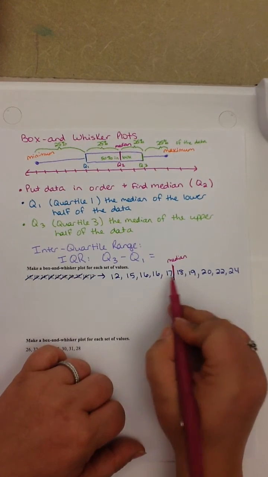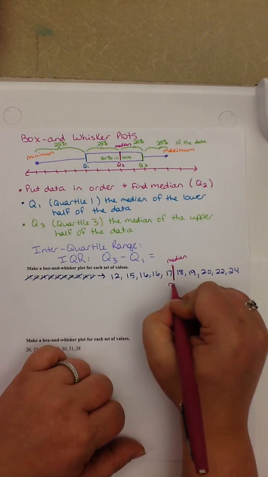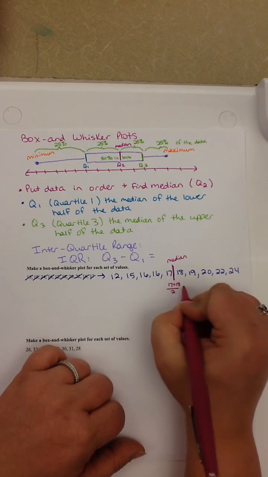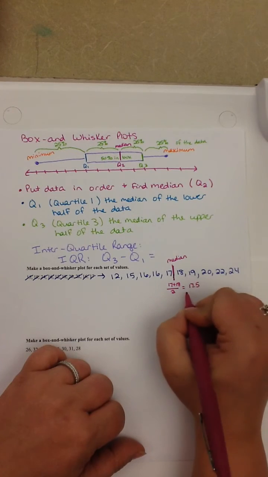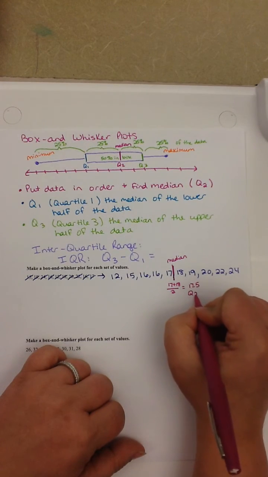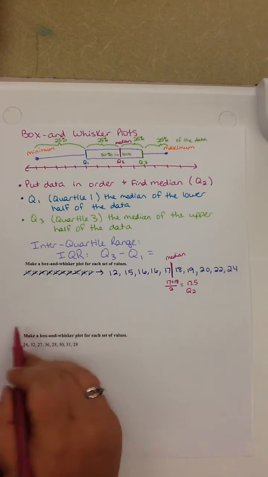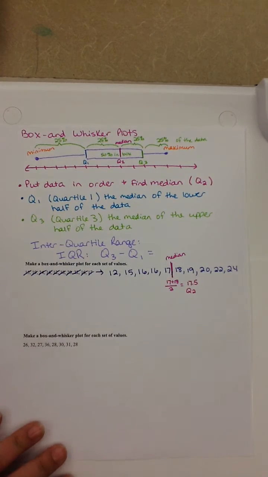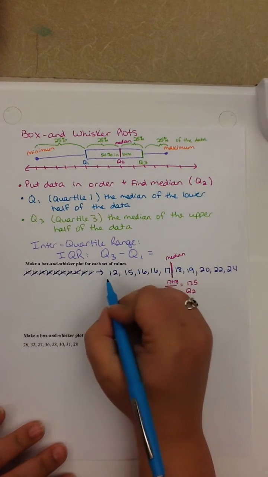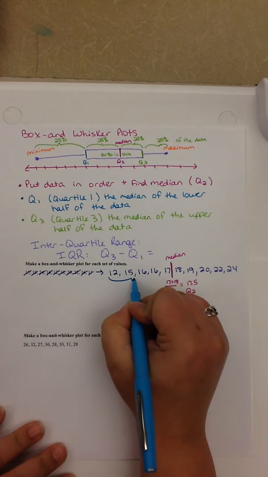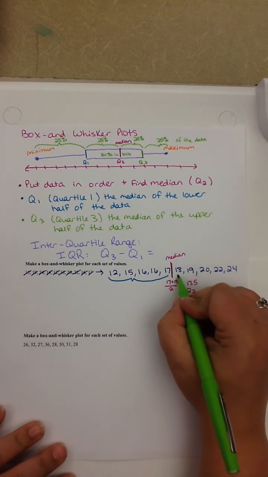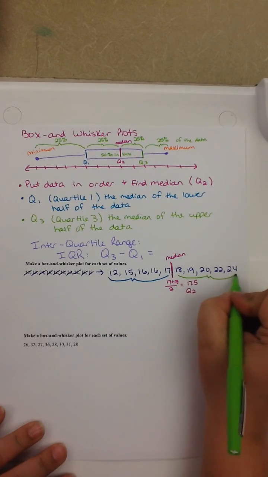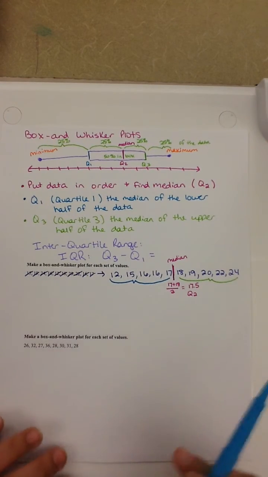But it's not 17 or 18, it's between them, so I have to find the mean of them. So 17 plus 18 divided by 2 is 17.5. So that's going to be my median, or Q2. So when I draw my line, I'm going to need to put my median at Q2. So that separates my data into the lower half, which are these numbers, and the upper half, which are these numbers. So now I need to find the median of each of those.